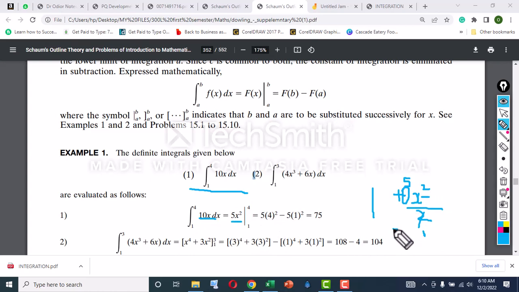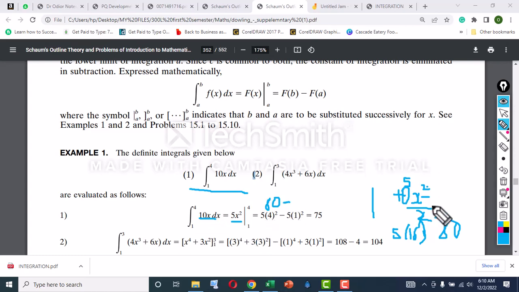So we are now going to have 5 times 4 raised to power 2. 4 raised to power 2 is 16, so that's 5 times 16. 5 times 16 is what? That should be 80. So this first one here is 80. You can do it step by step the way they do it. That's good for you. Then you put your minus.